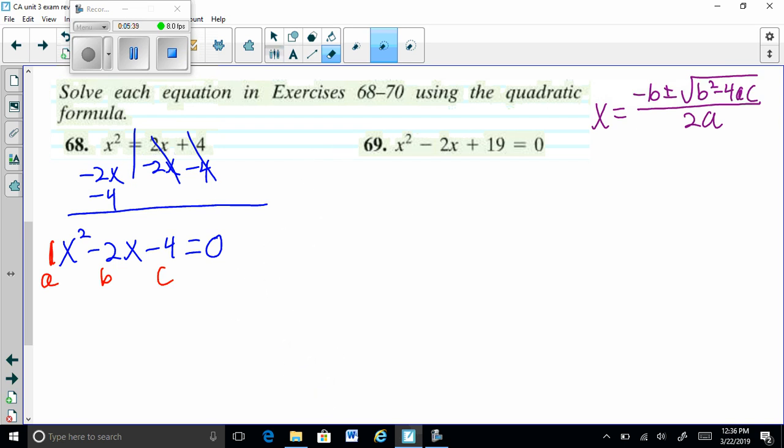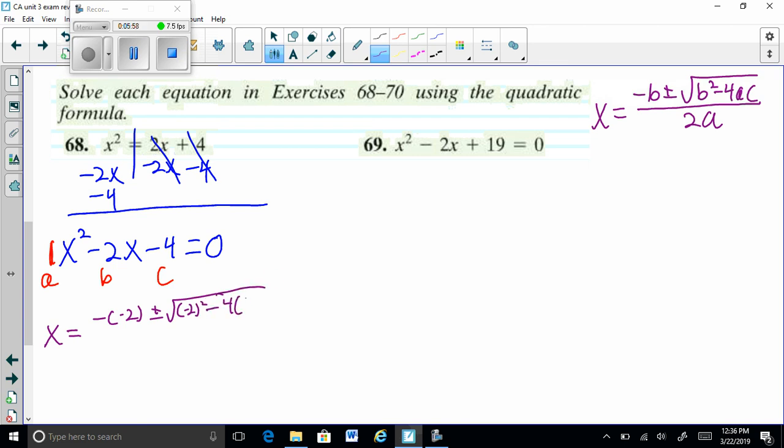All right. Let's see. So here we go. So x equals negative negative 2, plus or minus the square root of negative 2 squared minus 4 times 1 times negative 4, all divided by 2 times 1.